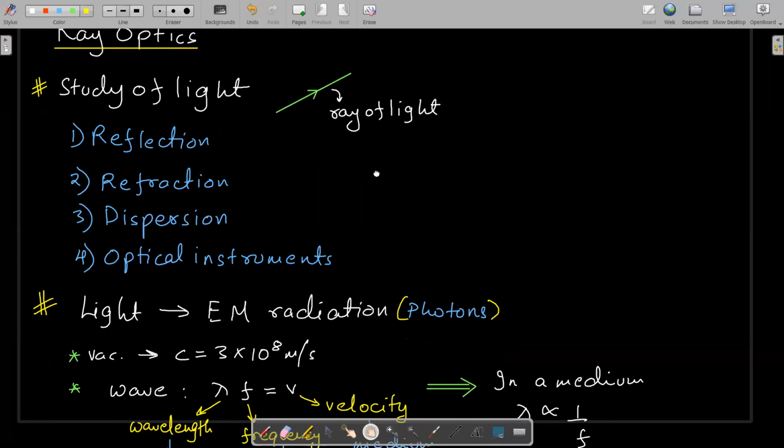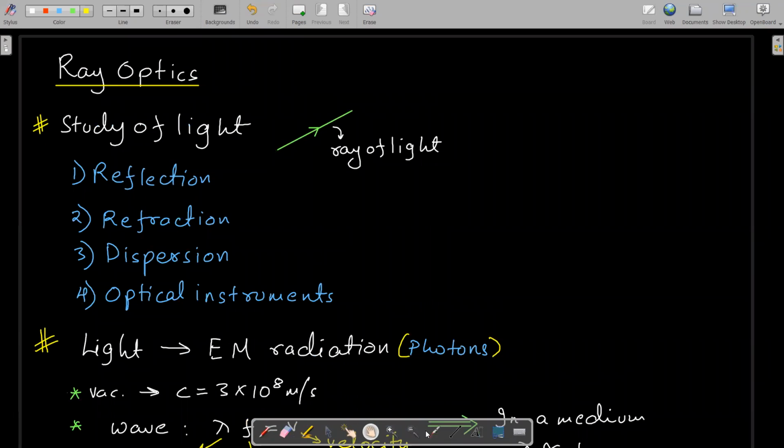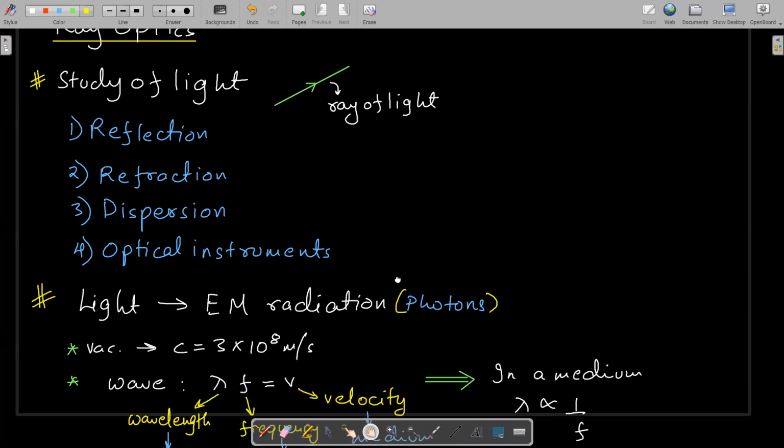All right. So a slight recap of what I taught you just now. The lecture is ray optics, the study of light, where we take light as a ray, and we'll be learning about these topics: reflection, refraction, dispersion, and optical instruments. Now, some basic properties of light.